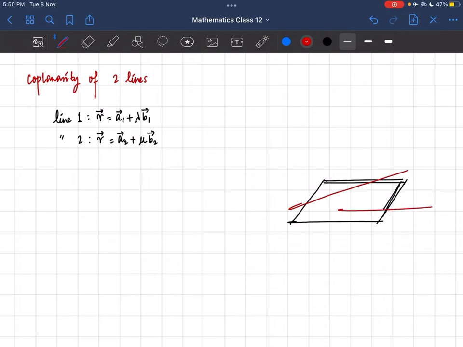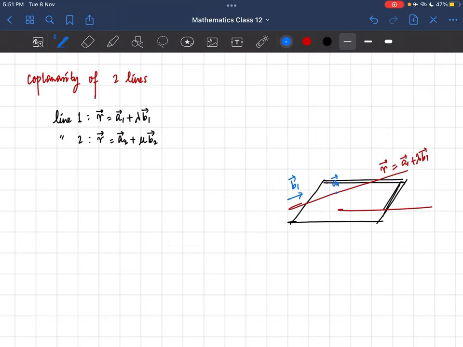plane. So the equation of the first line goes like r vector is equal to a1 plus lambda b1, and that signifies that there is a point on this line whose position vector is a1 vector, and this particular line L1 is parallel to a vector that is b1 vector.